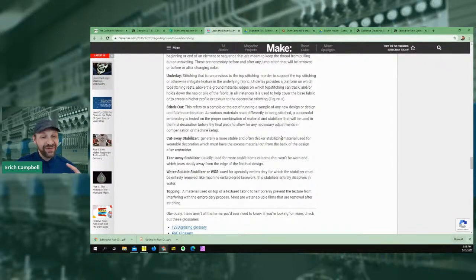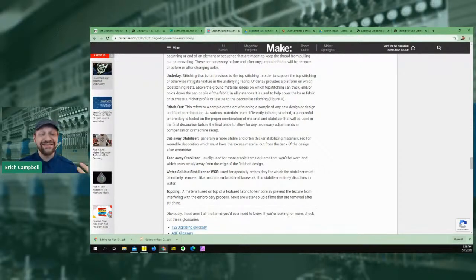And with that, we can jump into the last little part. We talked about these already. We talked about the stabilizer, so I'm not going to talk about cutaway and tearaway. We know what they are. Cutaway stabilizer has to be cut. It cannot be torn. Tearaway stabilizer tears away easily and often is not used for things that are going to be very malleable and worn. But tearaway stabilizer does tear away neatly from the design.